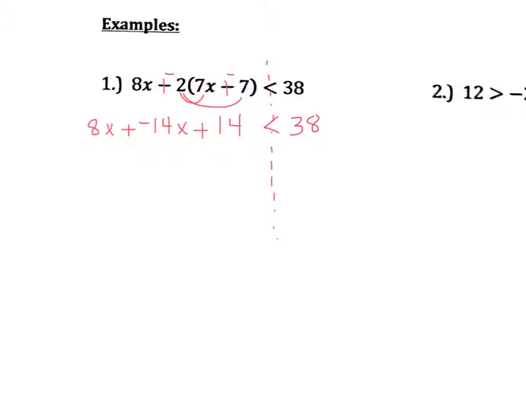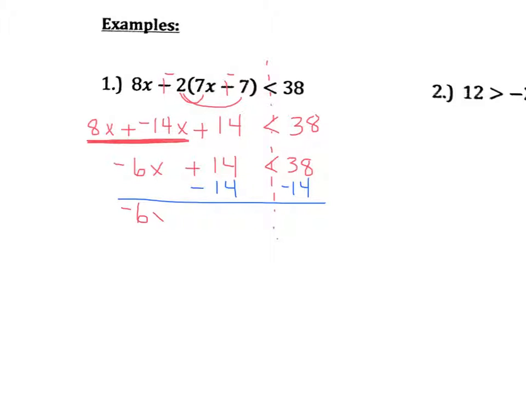Alright, the next step, I look for like terms, and these two are like terms. Remember, you can only add like terms. And 8x plus negative 14x would give me negative 6x. Bring down the plus 14 is less than 38. Alright, I have all the variables on one side. So now I'm going to unwrap the x by starting on the outside layer, which is get rid of this plus 14. And to get rid of a plus 14, I subtract 14 from both sides.